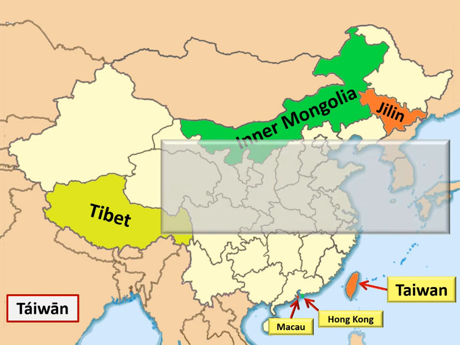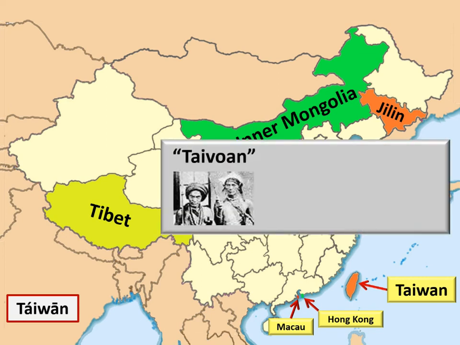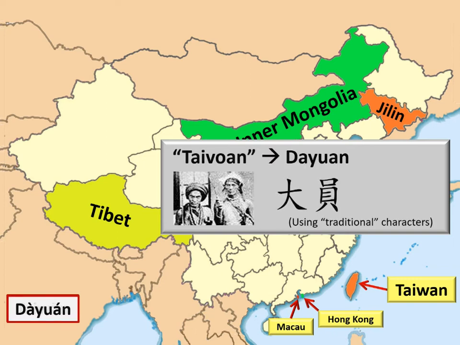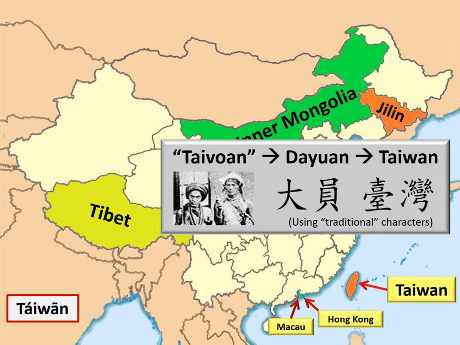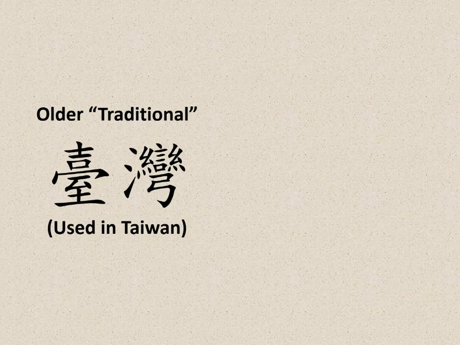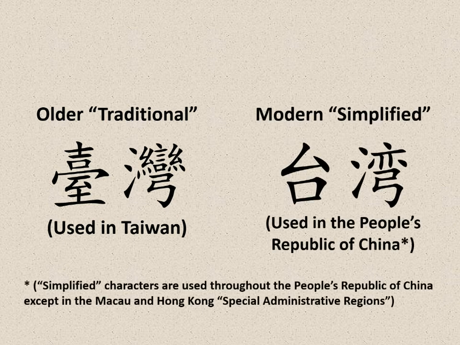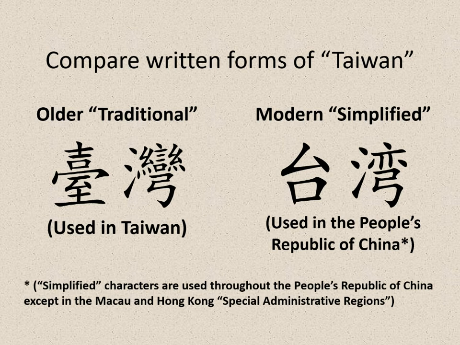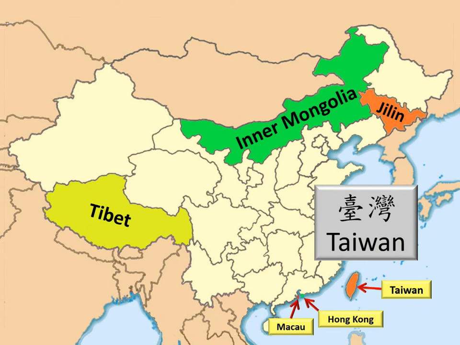Taiwan is derived from Taiwan, the name of a mountain tribe of one of the indigenous peoples who lived on the island. A phonetic transformation took place, first rendering it as Dayuan, which later became Taiwan. An interesting side note. In self-governing Taiwan, people still use the older, traditional form of written Chinese. In the People's Republic of China, they use a simplified version. Compare the two forms of the name Taiwan. What do you think? Remember that Taiwan is the name of the island off the east coast of mainland China.